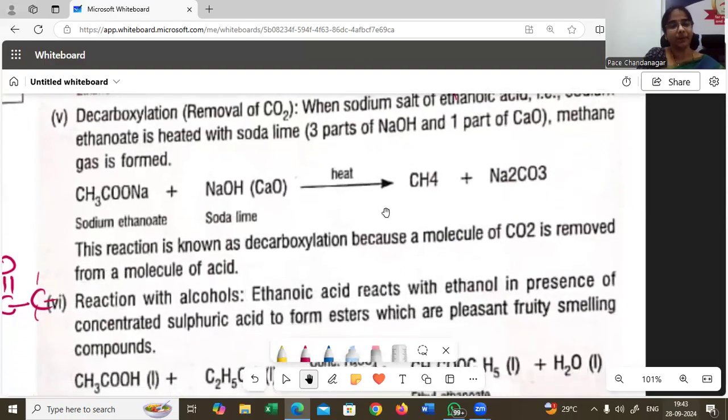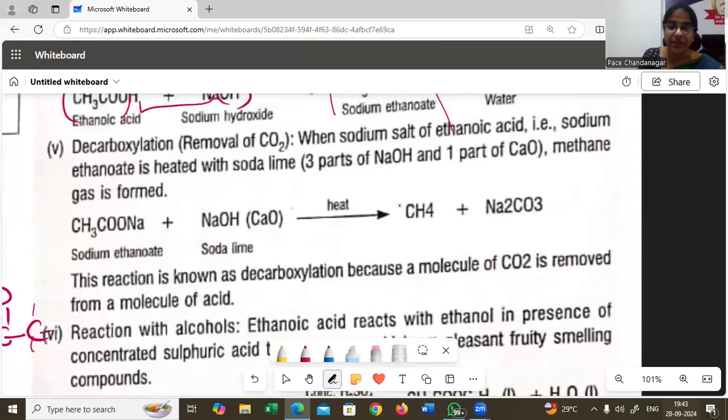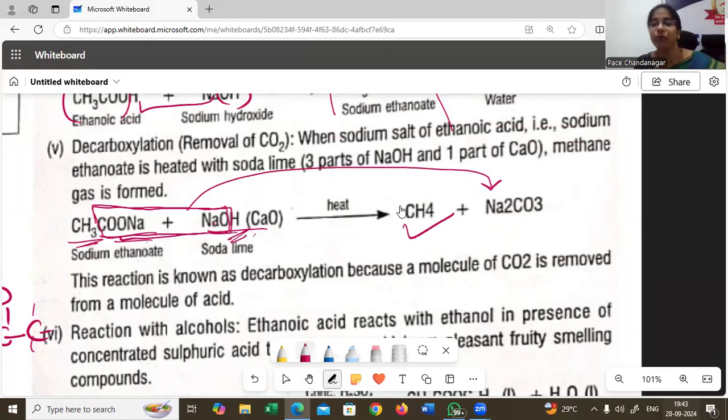Then you have decarboxylation, which is nothing but removing carbon, right? Soda lime is called NaOH and CH3COO-Na. You can see this Na2CO3 going off. Then you have CH3 and one hydrogen. It is nothing but your CH4, right?